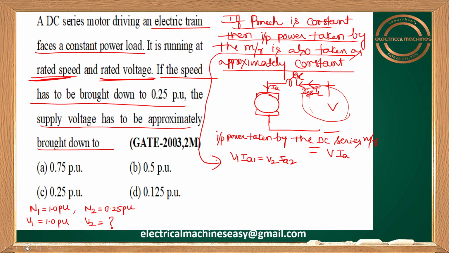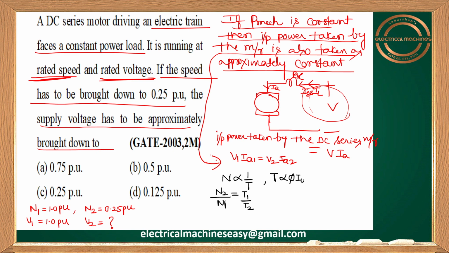In a DC series motor, N proportional to 1 by T is the relation. Please try to refer to the characteristics of the DC series motor. N proportional to 1 by T is the relation for a DC series motor. From that, if you want N2 by N1, then N2 by N1 equals T1 by T2. And one more relation, T proportional to phi into Ia.